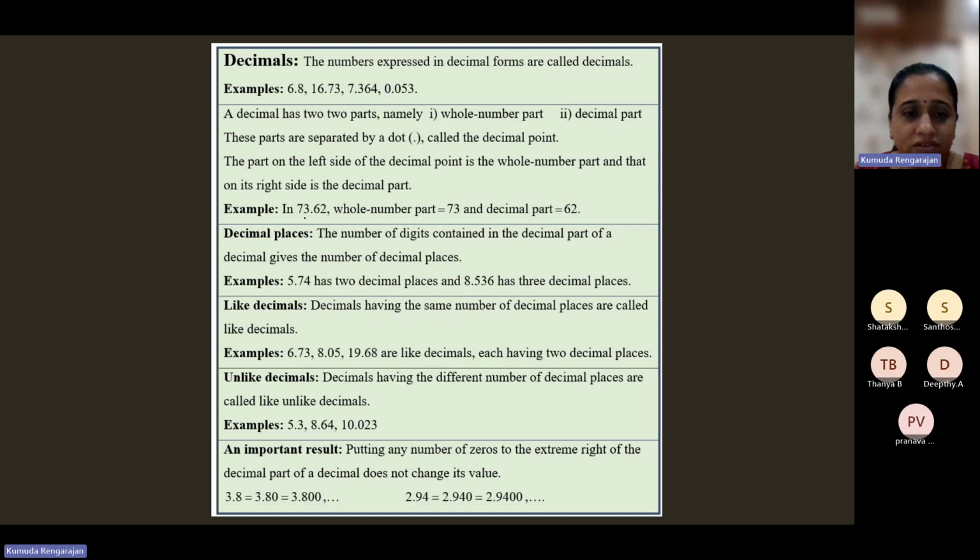So in this decimal number 73.62, 73 is the whole number part and the decimal part is 62. When you're reading the decimal part separately, you can say 62. When you read the decimal number, then it is 73.62. When you're reading the parts separately, whole number part 73, decimal part 62.